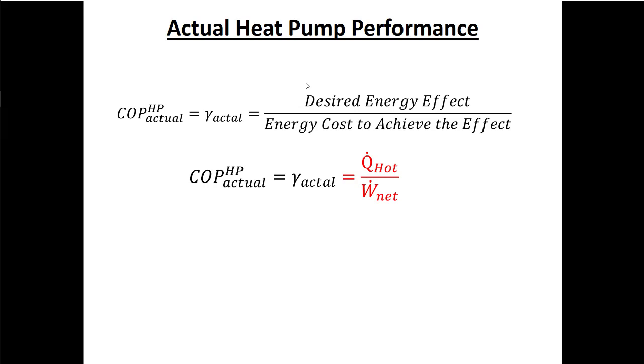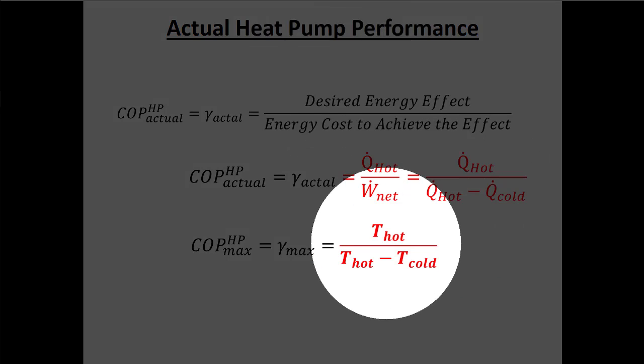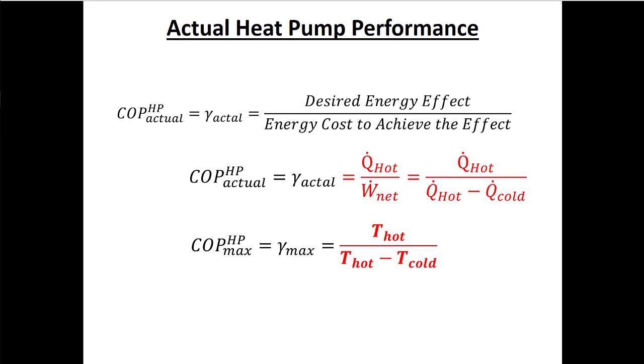So here, our coefficient of performance is Q dot hot over W dot net. We can use that same idea that we used when we were talking about heat engines, that the net work or the net power is equal to the heat transfer rate on the hot side minus the heat transfer rate on the cold side. And if we do that, then we can also talk about a Carnot coefficient of performance, or an ideal coefficient of performance, where we turn this ratio of heat transfer rates into a ratio of temperatures.